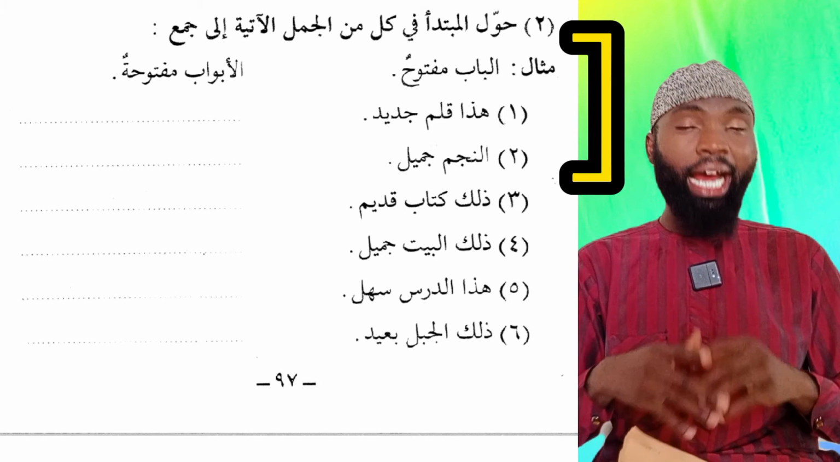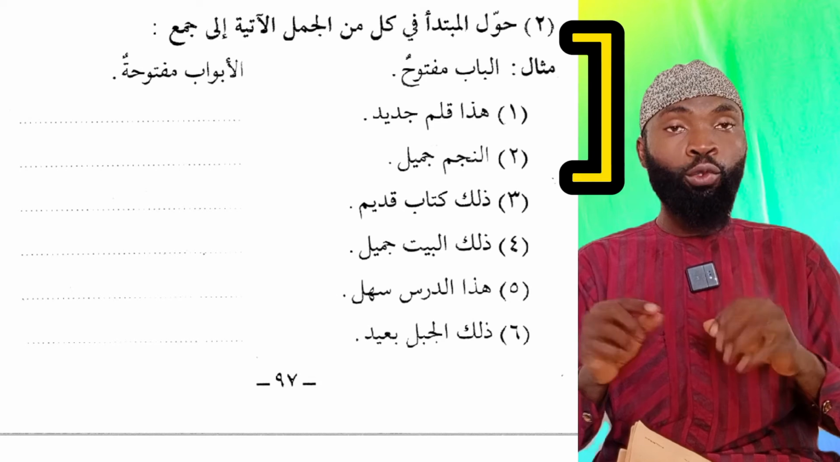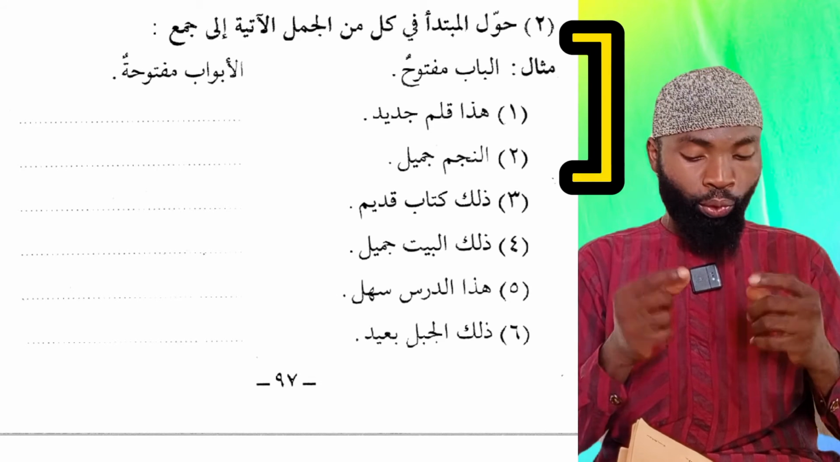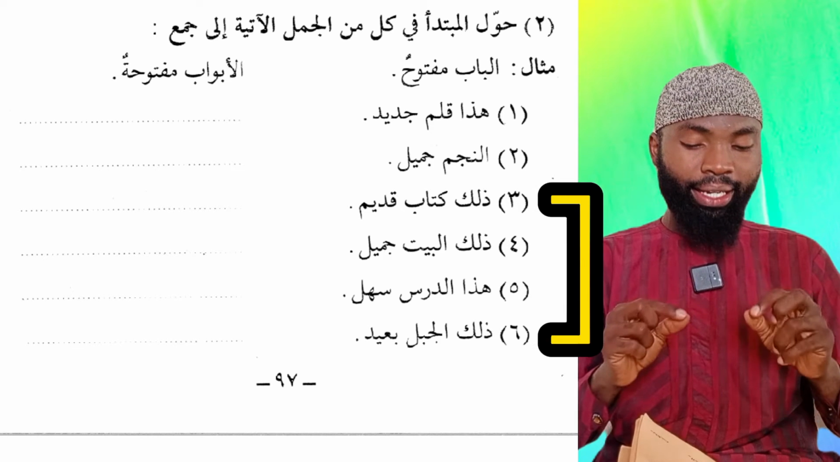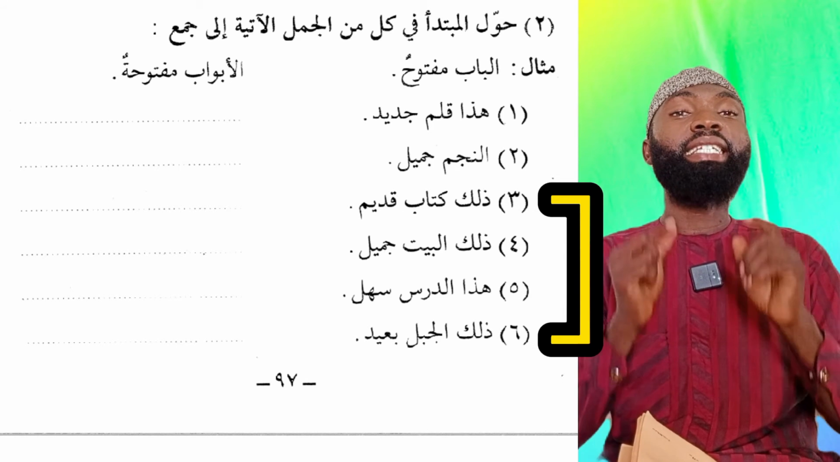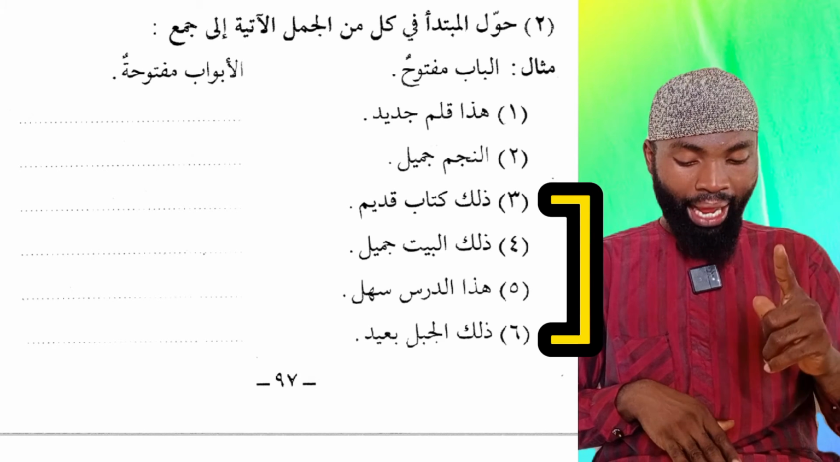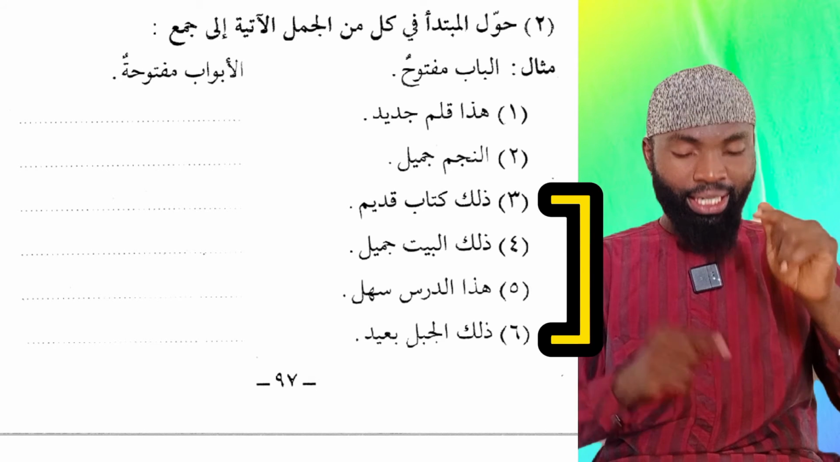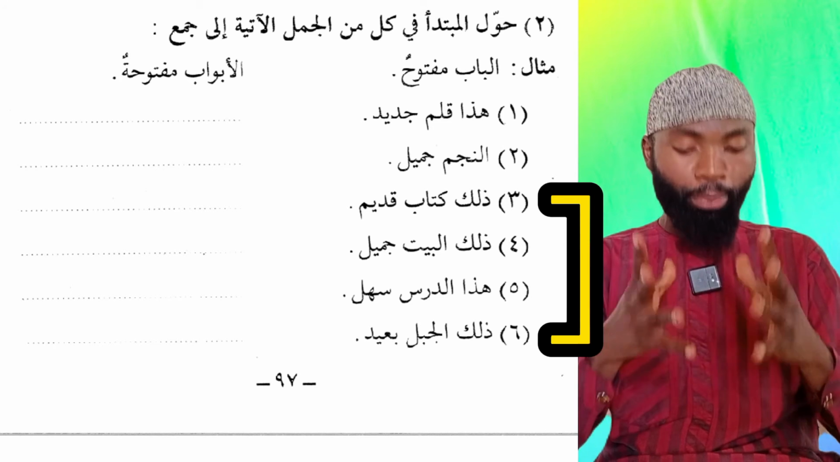Number 2, we have an-najmu jamilun. The star is beautiful. What do we say? An-nujumu jamilatun. Correct. Number 3, we have dhalika kitabun qadimun. That is an old book. What do we say? Tilka kutubun qadimatun. Those are old books.